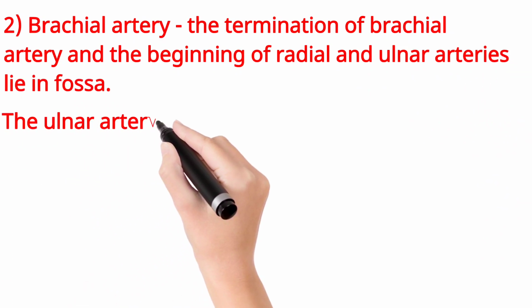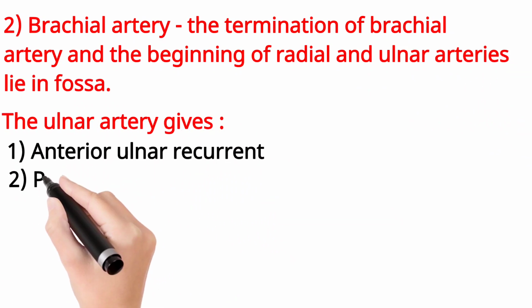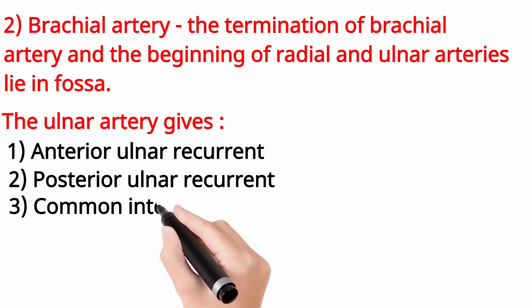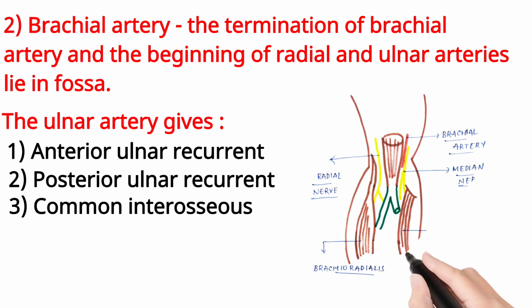It passes between the two heads of the pronator teres to enter the cubital fossa, and it supplies three muscles: palmaris longus, flexor digitorum superficialis, and flexor carpi radialis muscles. So median nerve passes between the two heads of the pronator teres and gives three branches in the cubital fossa. See, median nerve gives many branches, but in cubital fossa it gives three branches to these muscles: palmaris longus, flexor carpi radialis, and flexor digitorum superficialis. Remember, it passes between the two heads of the pronator teres.